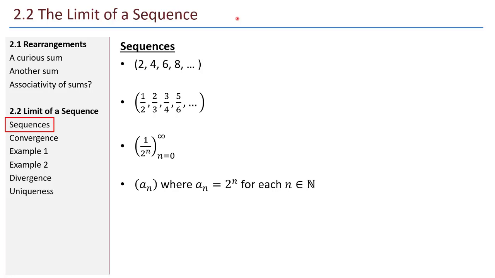So here's an example of a sequence: 2, 4, 6, 8, forever and ever and ever. Here's another one: 1/2, 2/3, 3/4, 5/6, on and on and on. So the first two sequences are given by explicitly listing the terms.